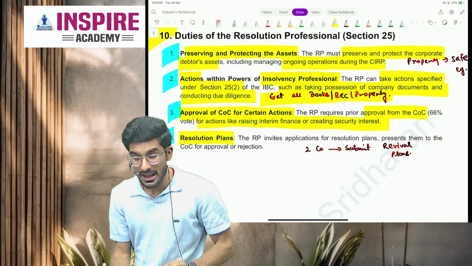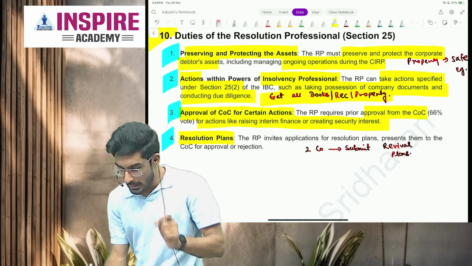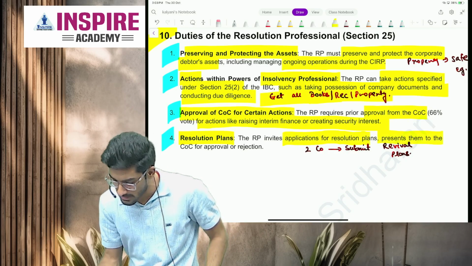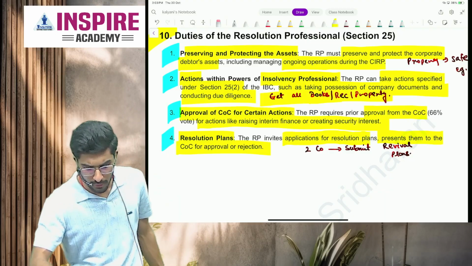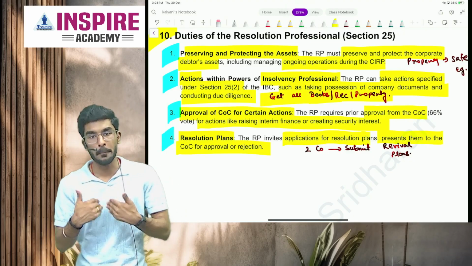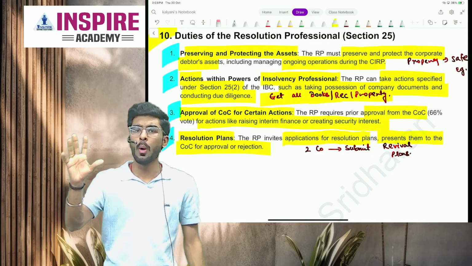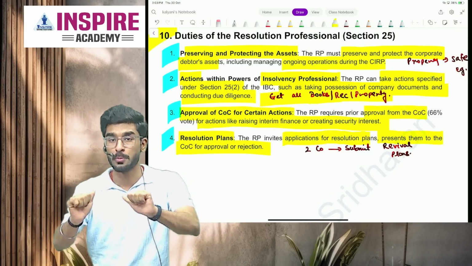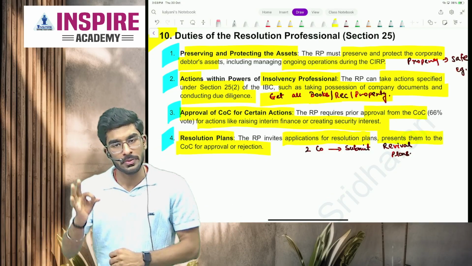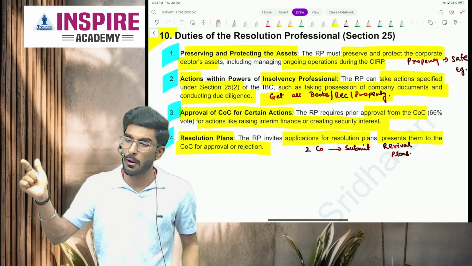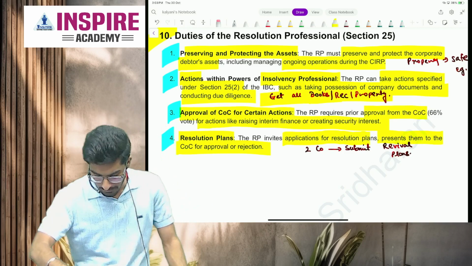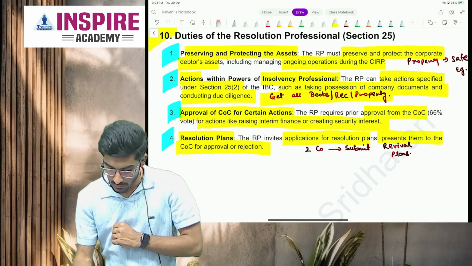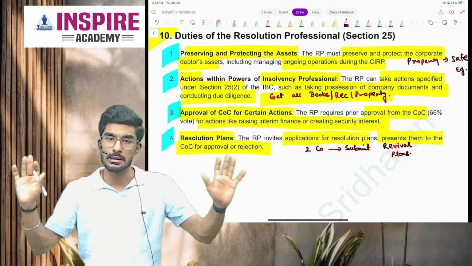And next is resolution plans. The RP invites applications for resolution plans and presents them to the COC for approval or rejection. For example, people, before Piramal Group acquired DHFL, obviously there were a lot of plans put before them. The COC selected the best plan and that was Piramal Group. Yes or no, people? So the RP's job is to invite applications and present them before the COC.